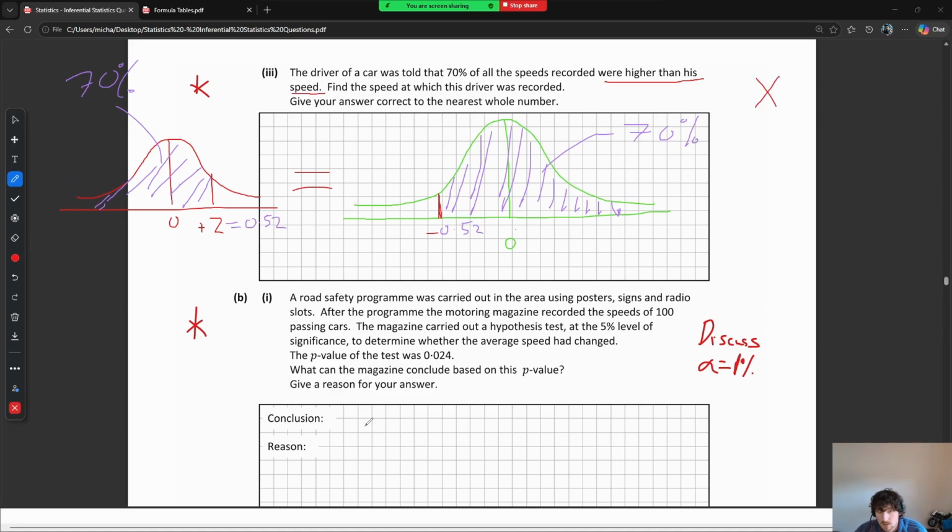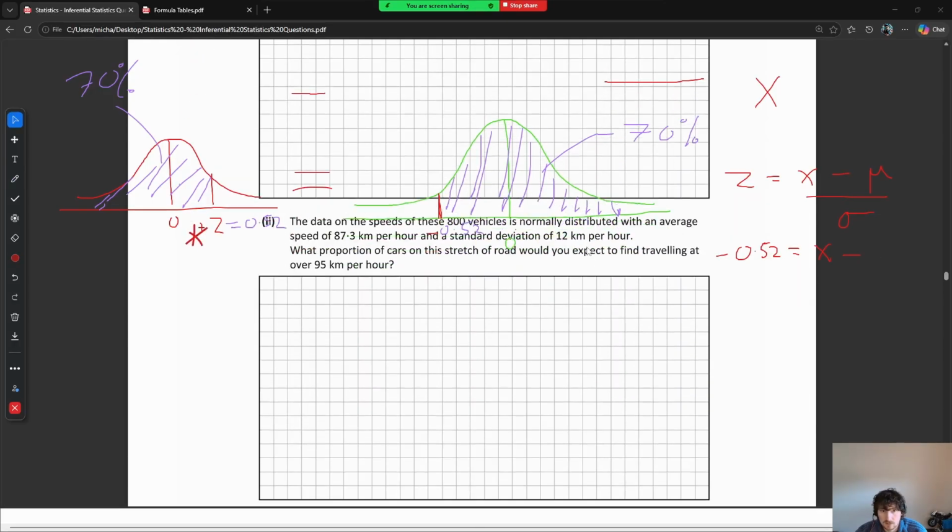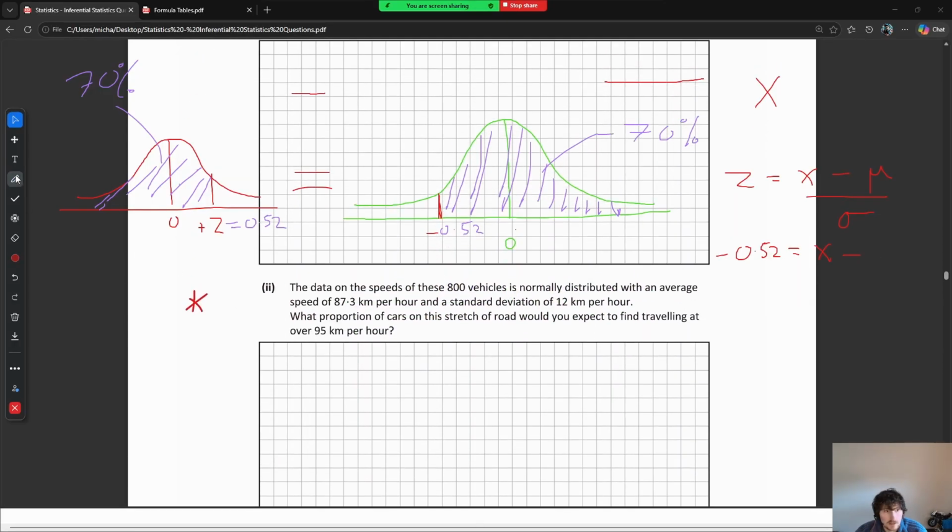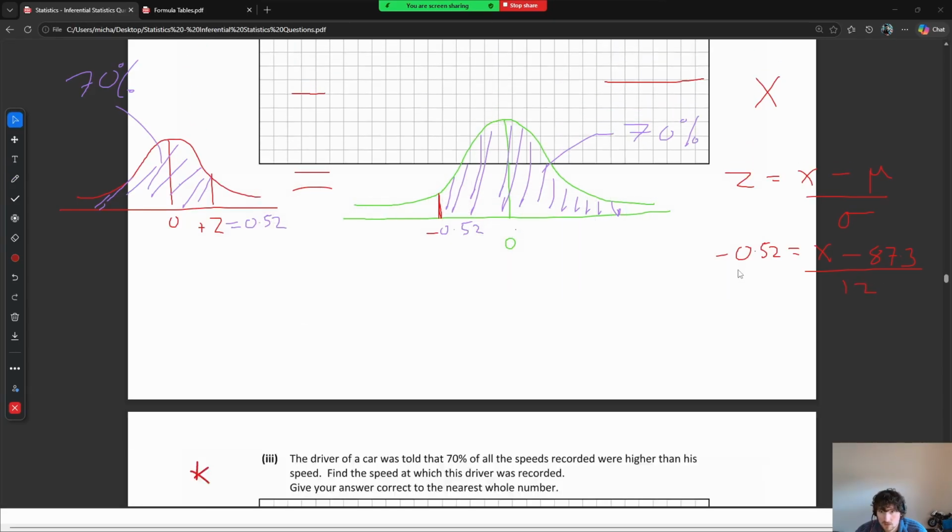Remembering this formula, I'll write it here: z equals x minus mu over sigma. We're still using this formula. We've just got the z-score there. It's minus 0.52. We're looking for his x value. The mean, what was the mean here? Let me scroll up so I get this right. Yeah, the mean there was 87.3, and then the sigma was 12.